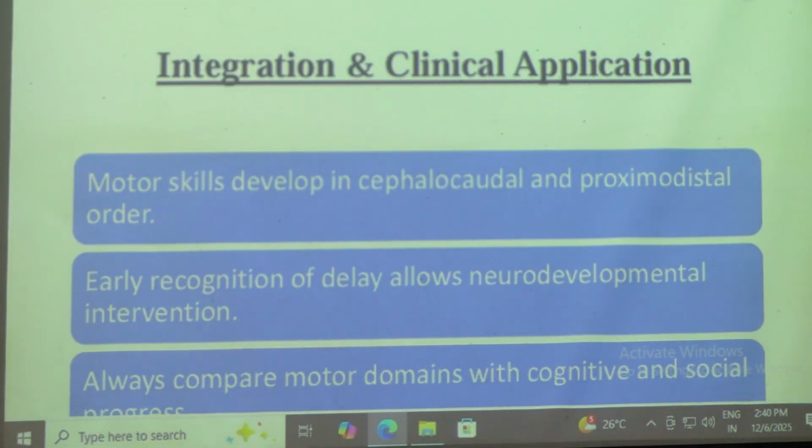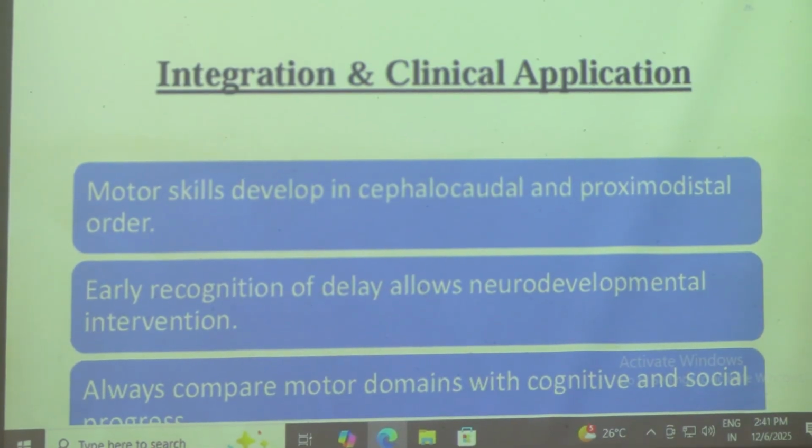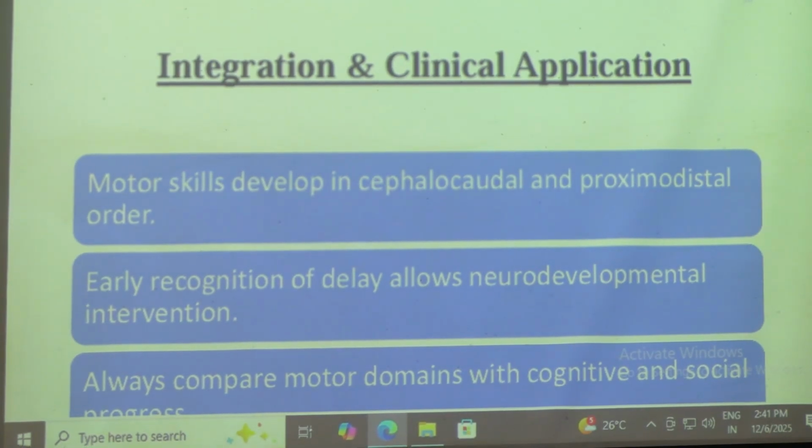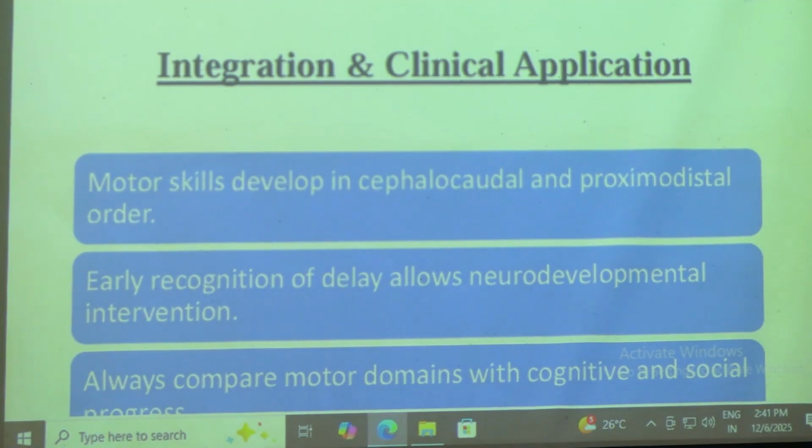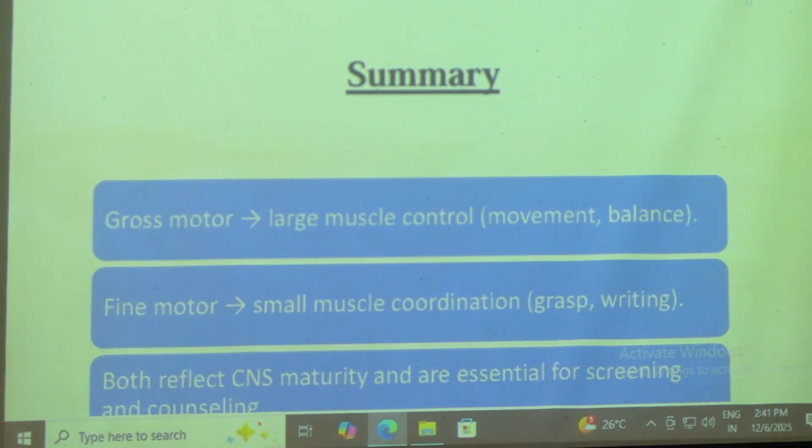Integration and clinical application. Motor skills develop in cephalocaudal and proximal to distal order. Early recognition of delay allows neurodevelopmental intervention. Always compare motor domains with cognitive and social. Gross motor: large muscles control movement, balance. Fine motor: small muscles coordination, grasp and writing. Both reflex and CNS maturity are essential for screening and counseling.